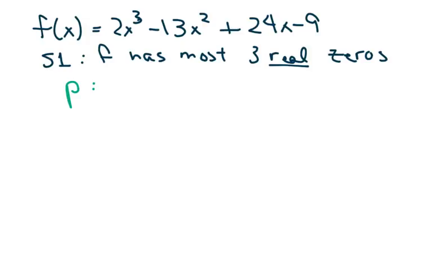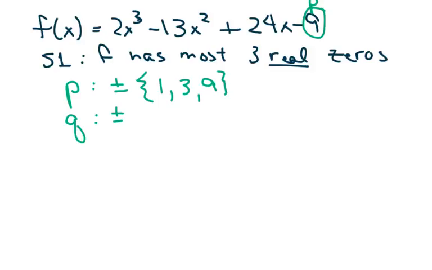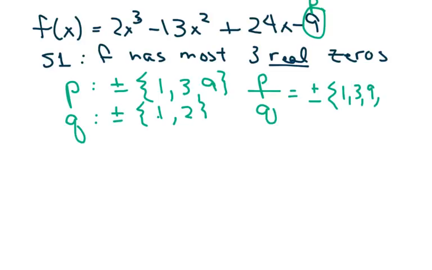Our p is this guy. That's your p. So our p is going to be the factors of that, which is plus or minus 1, 3, and 9. Our q is 2. So the factors of 2 are 1 and 2. Now, the possible ones are p over q. So if you take these and divide these by 1, you're going to get 1, 3, and 9. And then we also have all these divided by 2, which is 1 again, which I already wrote. So we have 3 halves and 9 halves.